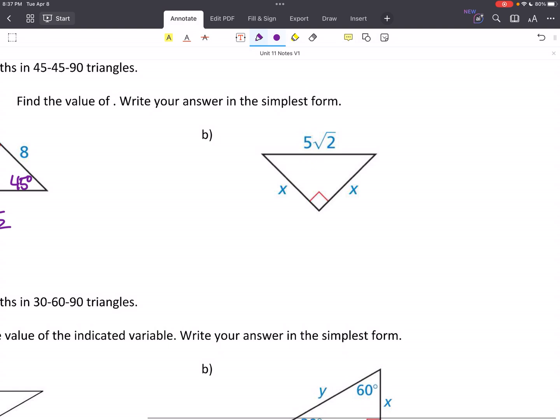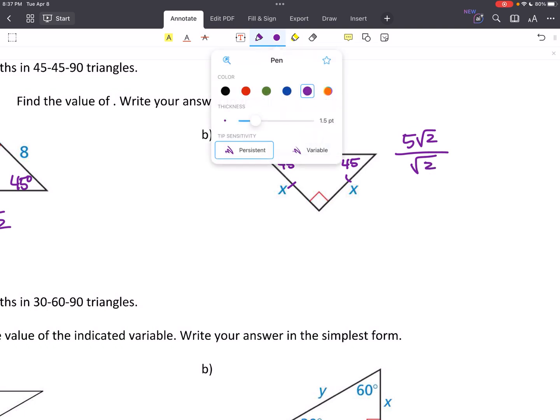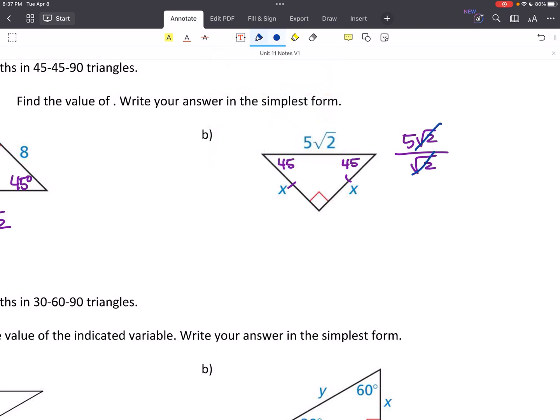If we have a 45-45 right, which this one is, since both of these would be the same length, we're going to divide by the square root of 2 since we're going from the hypotenuse. So we have 5 square roots of 2, and then we divide by the square root of 2, which means that we can cancel out the square root of 2. So both of these are a length of 5.